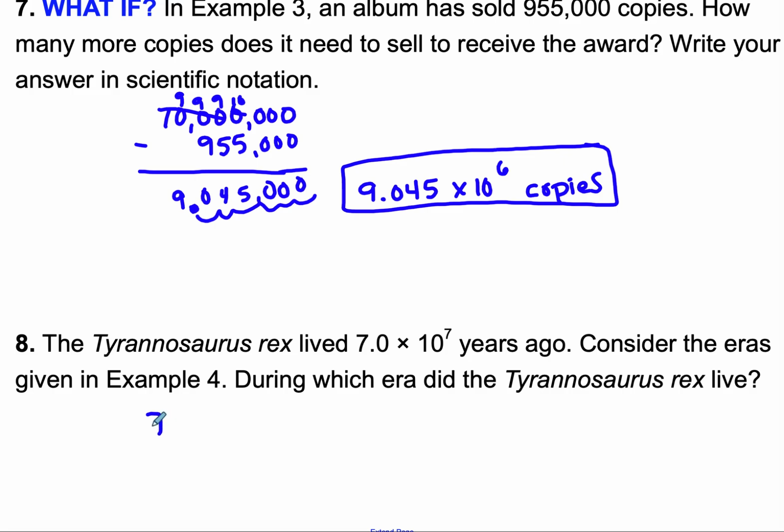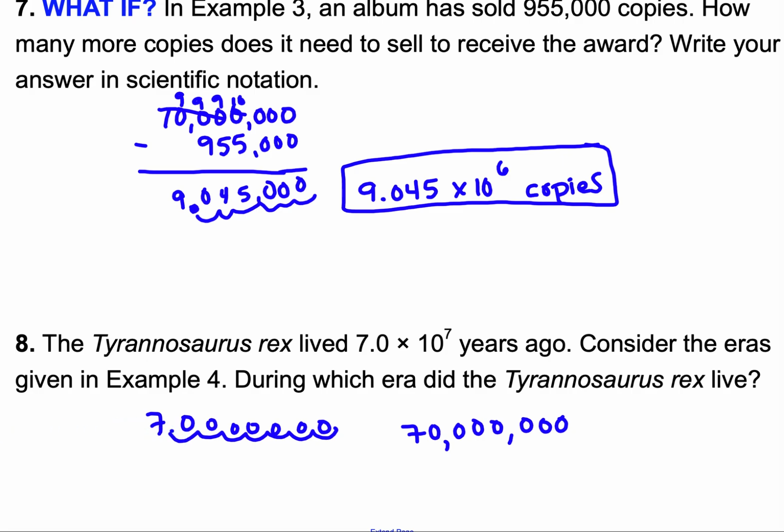So 7.0 times 10 to the 7th. So 1, 2, 3, 4, 5, 6, 7. So basically it is 7 followed by 7 zeros. So 1, 2, 3, 4, 5, 6, 7, and my 7. Okay, so I have 70 million years ago.